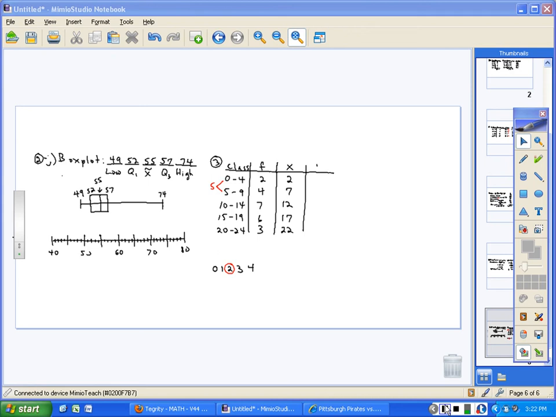And we need one more column, and the last column is called F times X, which means you have to multiply each F number by each X number. And 2 times 2 is 4, the next one's 28, and then 7 times 12 is 84, 6 times 17 is 102, and 3 times 22 is 66.